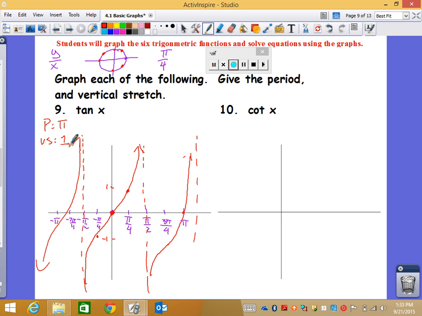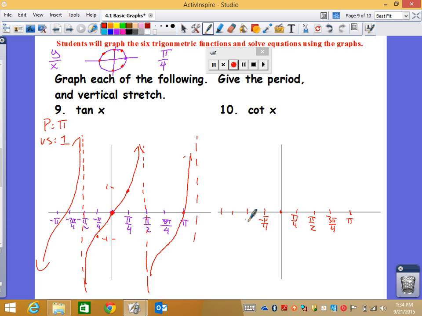But what about cotangent of x? Well, if we go back to the unit circle, we're going to, again, make our key points at pi over 4 distance away from each other. Starting at 0, we're going to have pi over 4, and then pi over 2, and then 3 pi over 4, and then at pi again. And then the same thing in the negative direction.